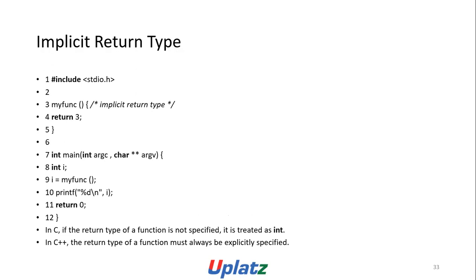Implicit return type. #include <stdio.h>, myfunc() { /* implicit return type */ return 3; }, int main(int argc, char *argv[]) { int i = myfunc(); printf("%d\n", i); return 0; }. You'll see if the return type of a function is not specified, it is treated as integer. In C++, the return type of a function must always be explicitly specified.